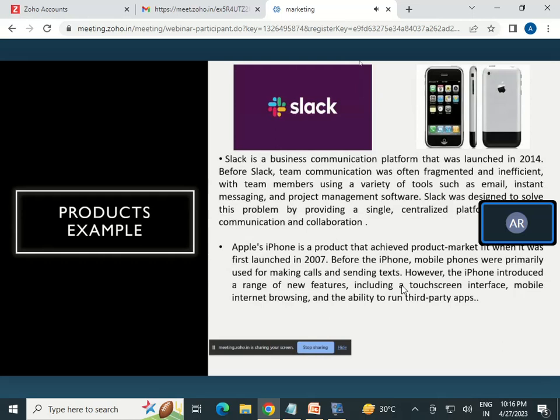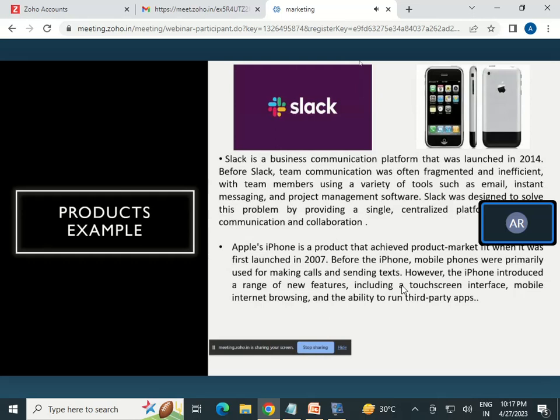So iPhone was the first who developed such a thing in their market, right? And then launched their product that fit their market within their needs, right? So Apple iPhone is a product that achieved product market fit when it was first launched in 2007. Before the iPhone, mobile phones were primarily used for making calls and sending texts only, right? That we have discussed. But iPhone introduced a new range of features, right? Just like Gmail, camera, and I guess many of you are having the iPhone right now, right? So the first model was launched under the product market fit, that they fit into the market after researching the need of their targeted market, right?